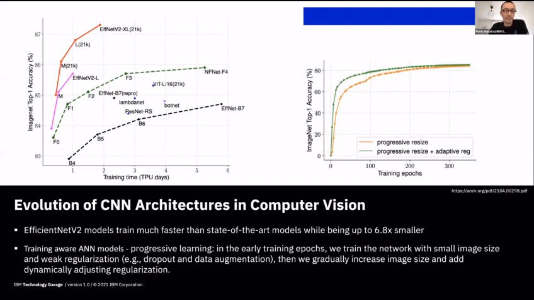And what they have done in this case is they say, okay, can we do something so we can have something called progressive learning? So in the early training epochs, we train the network with small image size and weak regularization, right? So the dropout and data augmentation that can be inserted there. Then you have a gradually increased image size and add dynamic adjustment of regularization. So the network will learn much faster. So here is a technique of what you can do in handling the data when you pass it through a network. And that proves that you can still improve the performance of the network while you use less computational resources.